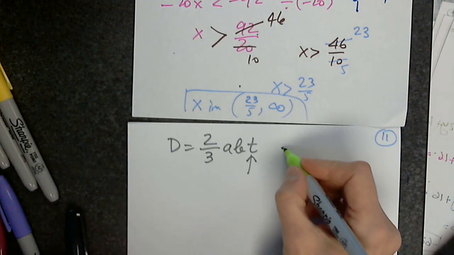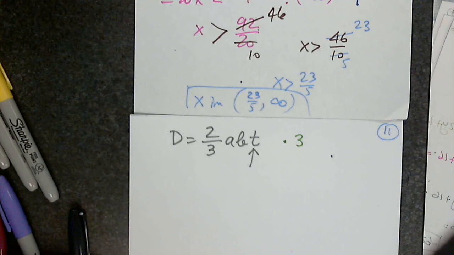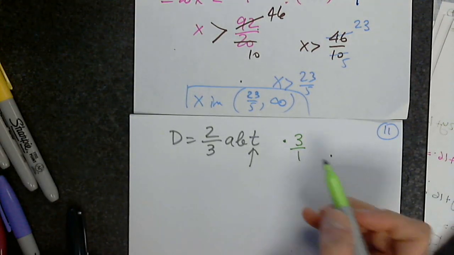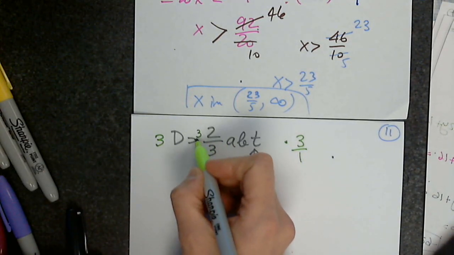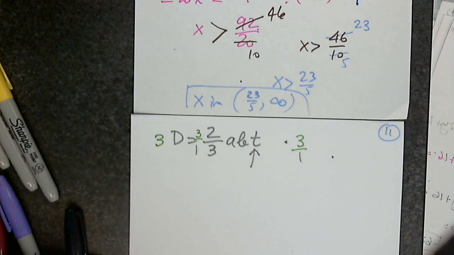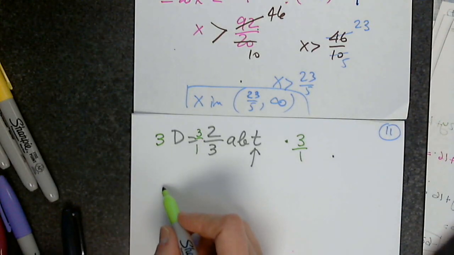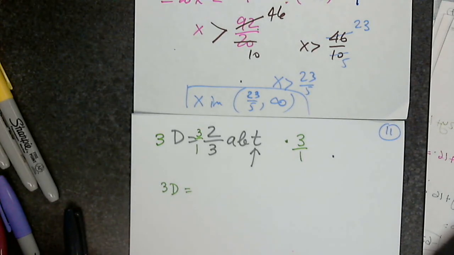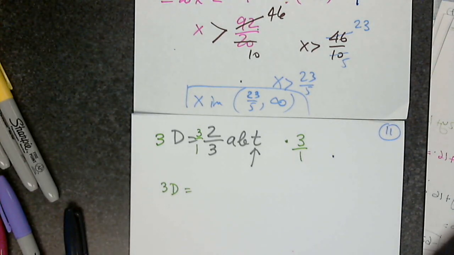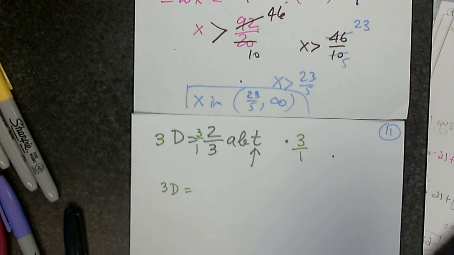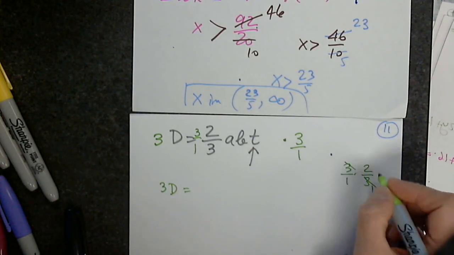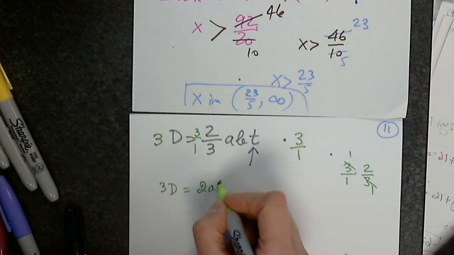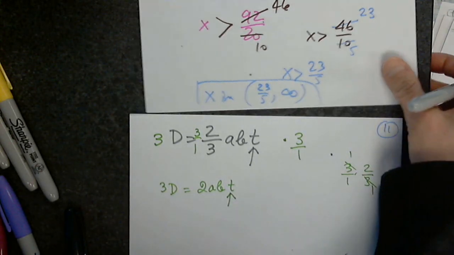Multiply by 3. Awesome. Or you can say multiply by 3 over 1, whatever you want. On this side, I will write it as 3. On this side, I will write it as 3 over 1 for convenience. The left-hand side is? Perfect. Now 3 over 1 times 2 over 3. If it's difficult to see, then write it on the side. Very good. So it's 2ABT. I'm solving for t. Final step.